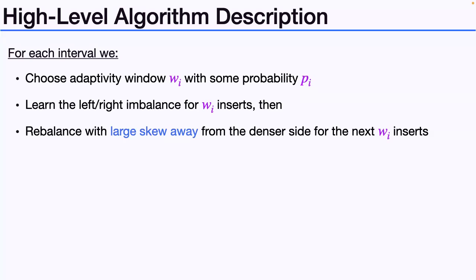But essentially the high level of our algorithm is that we have some adaptivity into the length, like in my example, we have geometrically increasing, and then we choose those with a probability pi, and that just gives my entire list of distribution. So I learned the imbalance for those inserts, and then another key point that I haven't included in the previous examples is that when I rebalance, I don't do so in such a way as to make everything balanced and correct. I actually rebalance even more elements away from the dense side than the adversary was going to put there.